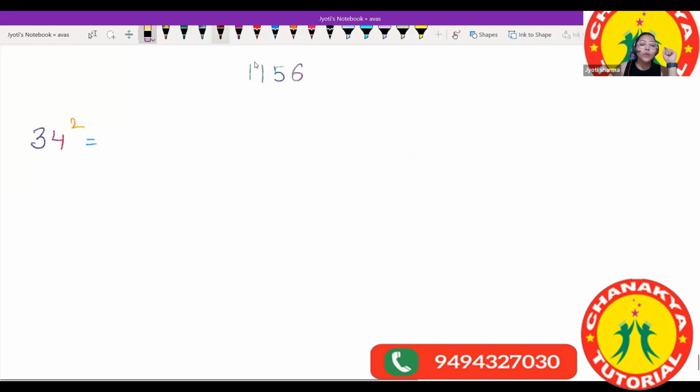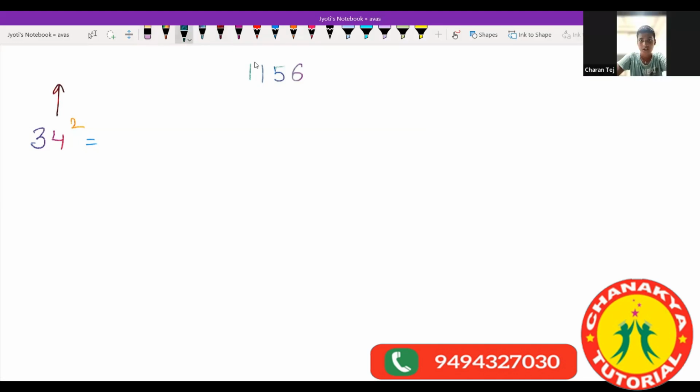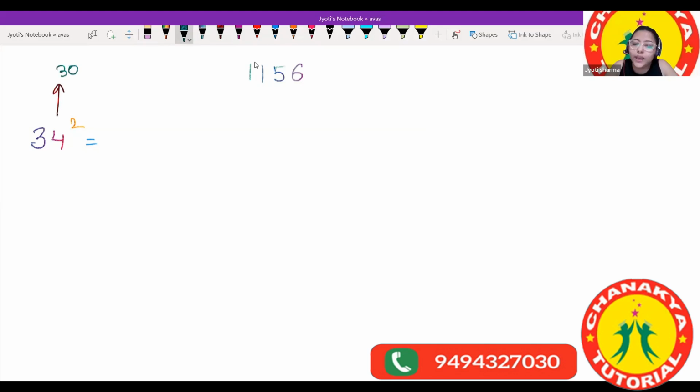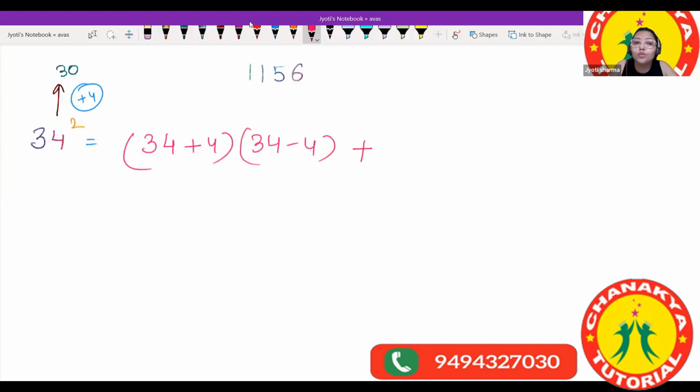So how can we do it? Do you know what is the nearest tens of this 34? What is the nearest tens? 30, ma'am. Okay. 34 is how much extra from 30? Plus 4. So what you have to do, you will do 34 plus 4 and 34 minus 4, and because this is 4 extra, you will add 4 into 4.